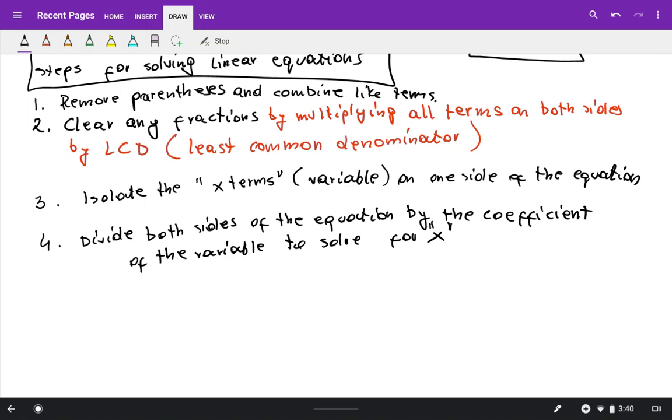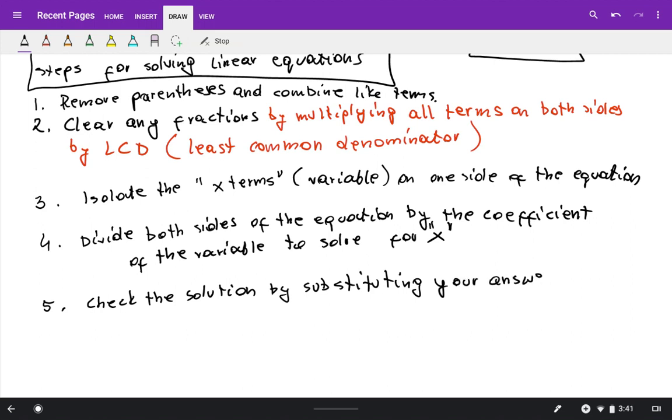And number 5 will be check the solution. You will end up with a number, which is the solution of the equation. You want to just plug it in and make sure that everything works. So check the solution by substituting your answer into the original equation.